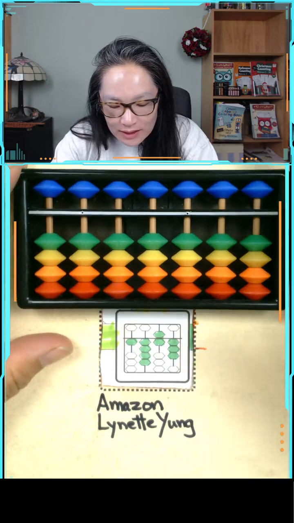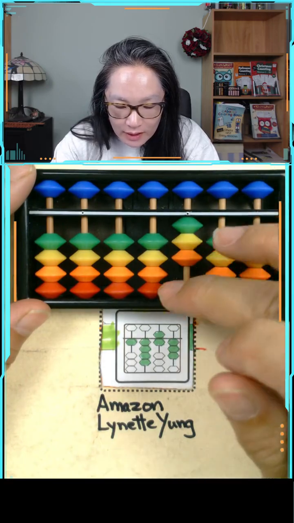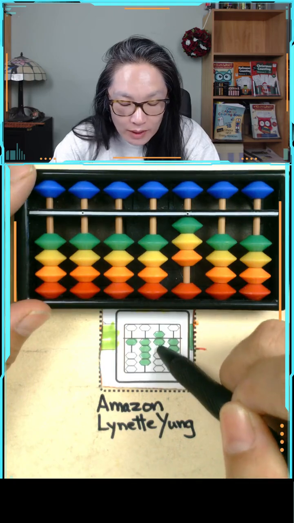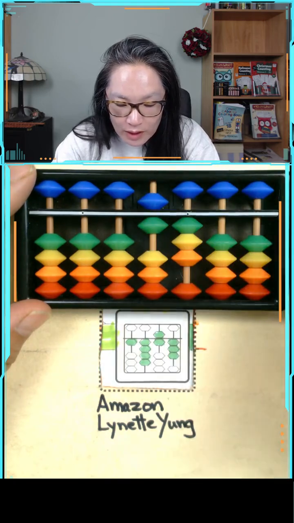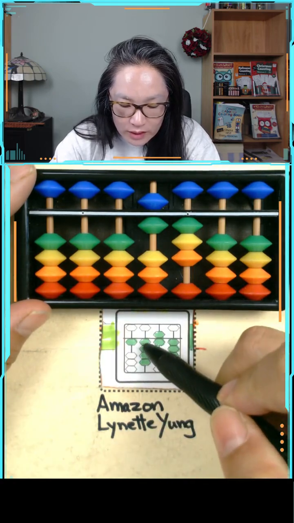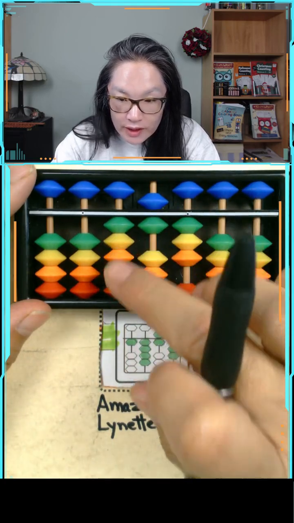So we have our next number. We have 3, 1, 2, 3. Then our next number is going to be 6 because we have 1 bead on top and 1 bead on bottom. So this is 63. We have our next number, which is 4. 1, 2, 3, 4.